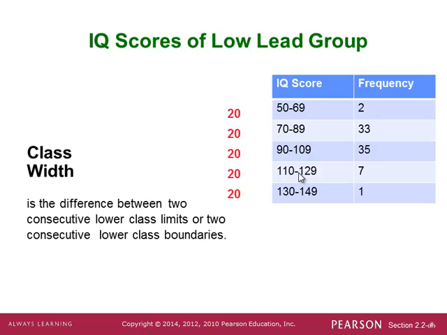The class width will be the difference between two consecutive lower class limits, which is the same as the difference between two consecutive upper class limits, which is the same as the difference between two consecutive class boundaries. All the same, 20 in this case.